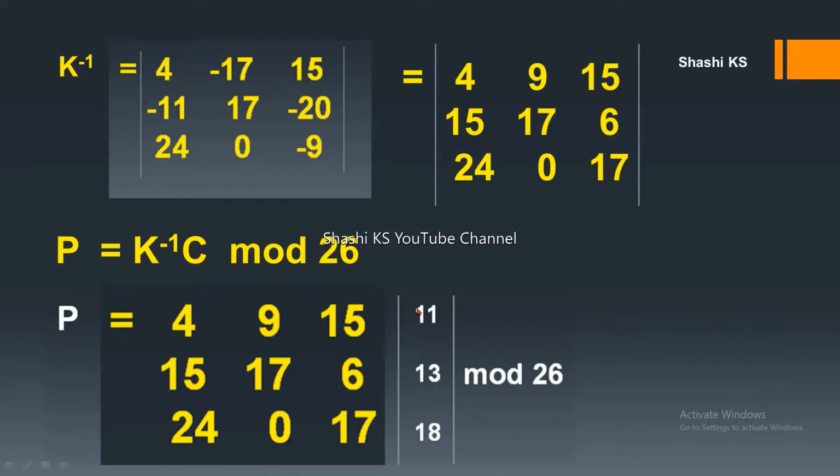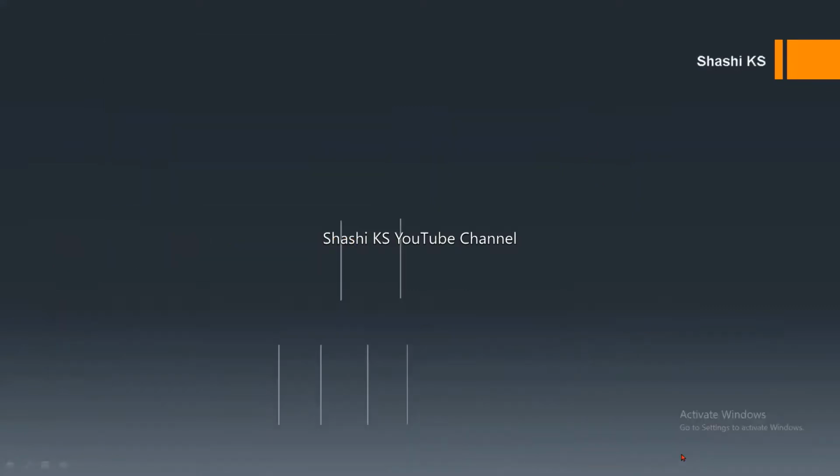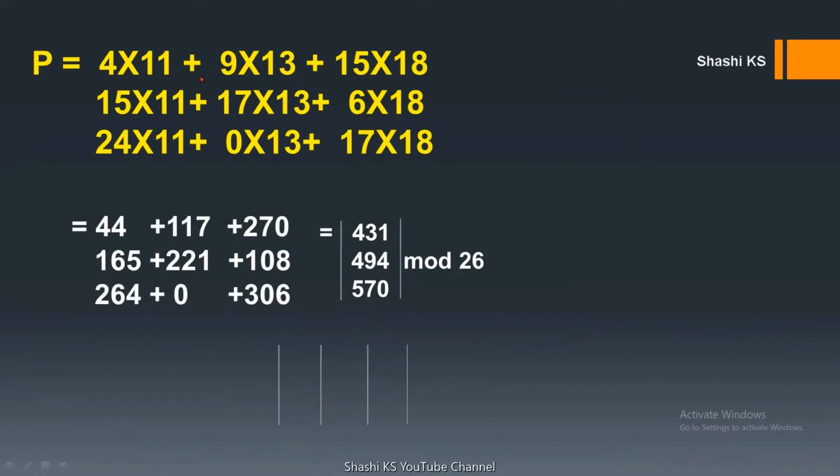The product of 4 and 11 is added with the product of 9 and 13, and then it is added with the product of 15 and 18 to get your final column vector value, the result of your matrix multiplication. Similarly, 15 is multiplied with 11 plus 17 is multiplied with 13 plus 6 is multiplied with 18. So these are the mappings I have shown you. You can see here that L is mapped to 11, N is mapped to 13 and S is mapped to 18. You do the addition operation of all the products.